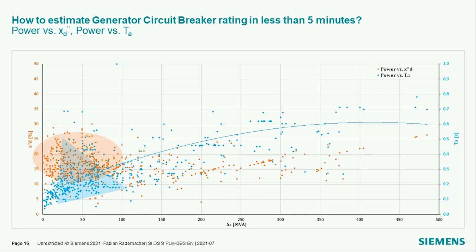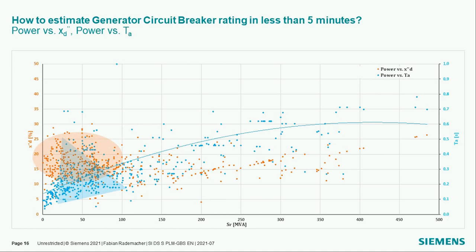But this does not mean that the breaking capability of the generator circuit breaker will also be much higher than expected. So, of course, you will need a higher breaking current, but we are confident enough with the Siemens GCB and GBS portfolio that we can fulfill the ratings up to a rating of 500 megawatts.